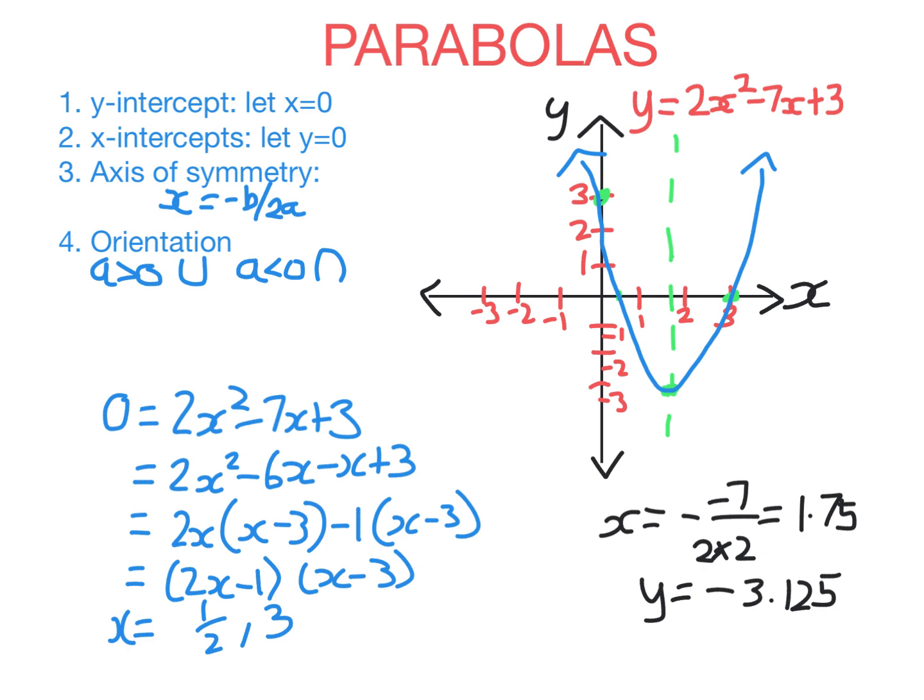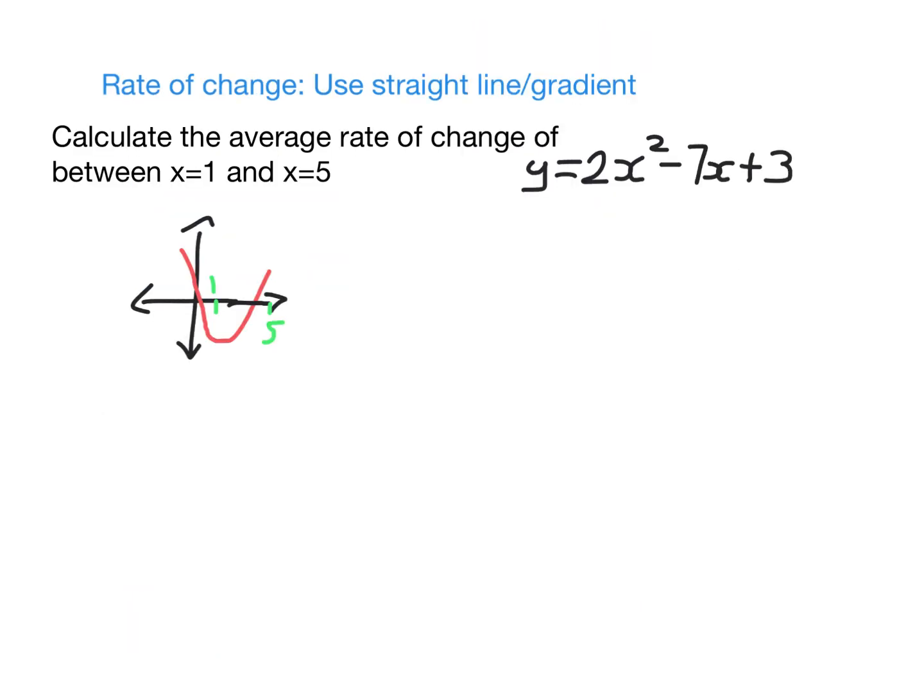Let's look now at the rate of change. So we're going to calculate the average rate of change of the quadratic function, the parabola we just graphed, between x equals 1 and x equals 5. So this is a rough sketch of the parabola we just graphed. So we want to calculate the average rate of change between here, where x equals 1, and here, where x equals 5. All we're doing is drawing a secant, a line between those two points, between these two x values, and calculating the gradient. That's all there is to it.